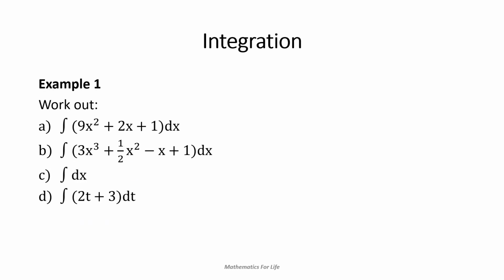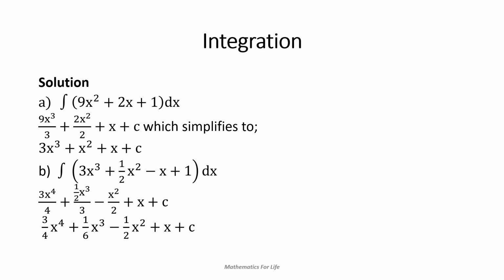Let's take our example number 1. Work out a, the integral of 9x squared plus 2x plus 1 dx, b, the integral of 3x cubed plus a half x squared minus x plus 1 dx, c, the integral dx, and d, the integral of 2t plus 3 dt. Since the integral symbol is an instruction to integrate, we will integrate for all of the four provided questions, whatever we have in brackets, with respect to x.